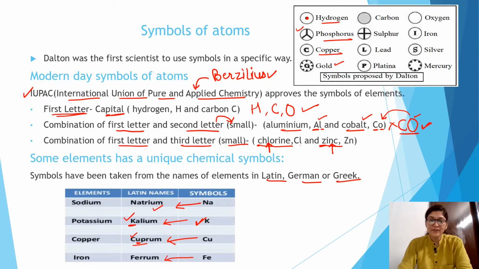Ferrum is also derived from Fe, which depicts iron. So here we don't write capital I or R. We write Fe, which is derived from the Latin word ferrum.